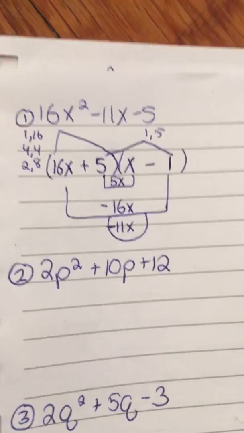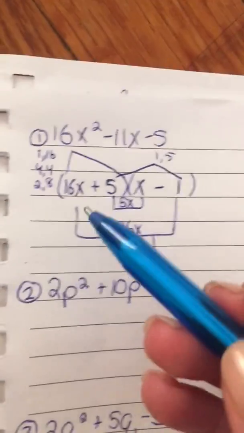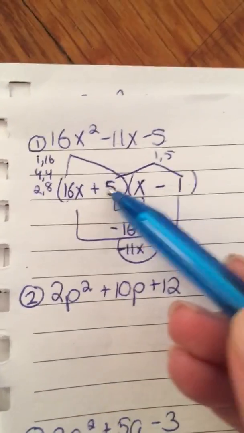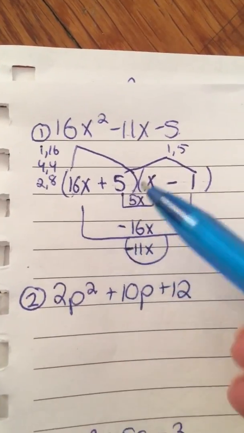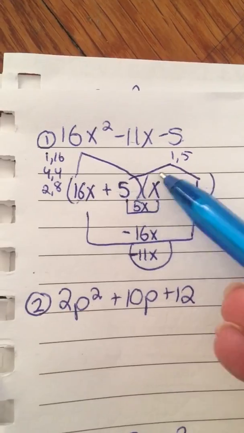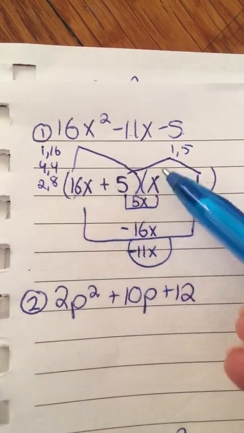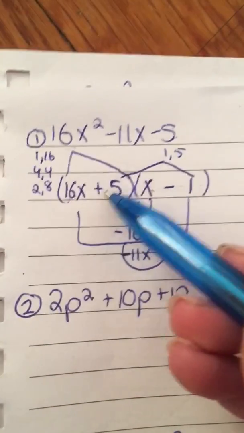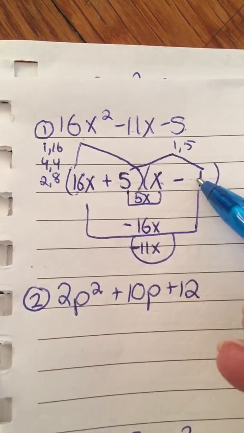So we did the first example for you. So again, we're just doing reverse FOIL. Basically, if this was the answer, what was the problem? So start off the same way. Set up parentheses. Your first spots need to multiply now to 16x squared. Your last spots need to multiply now to negative 5.